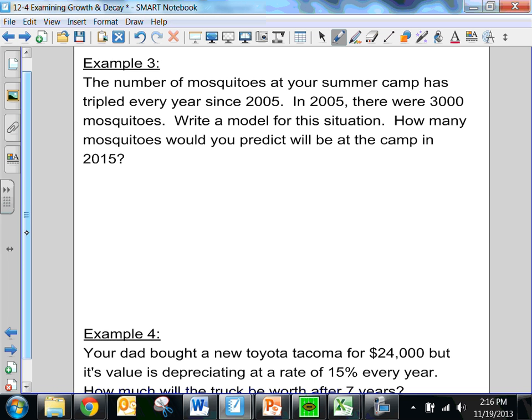Write a model for this situation. So here are some important numbers: 2005, 3,000, tripled every year. That's real important, okay? So it's a growth factor. They're asking us for a growth equation.